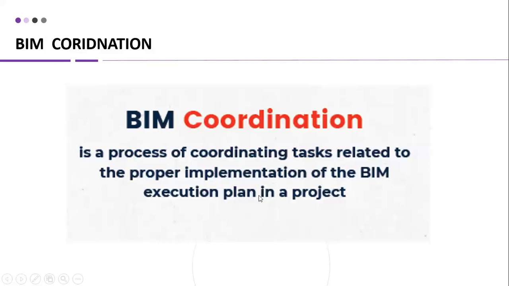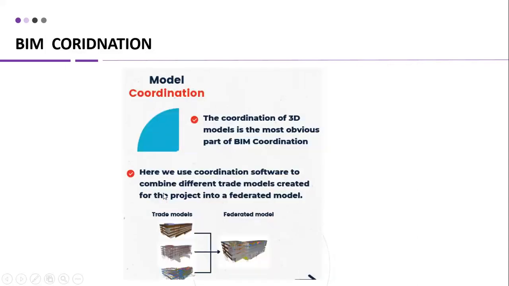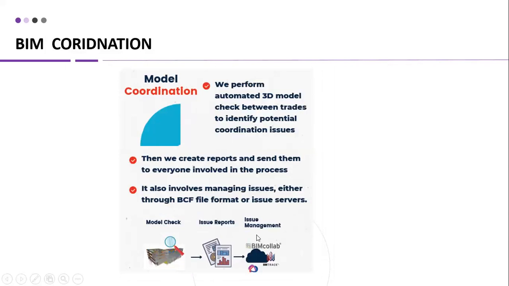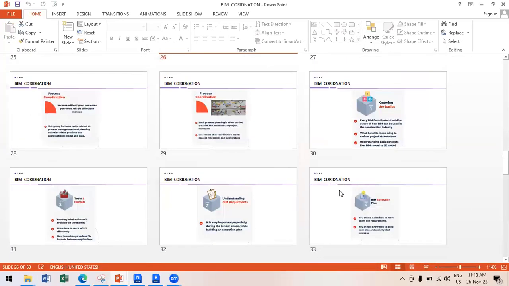Usually coordination is divided into three parts: model coordination, data coordination, and process coordination. We will talk about model coordination. In model coordination we have software where we can combine the different services in one file, and we can see the clashes between multiple services. We can issue the report, and we can issue it to the management. Then, I will just show you.